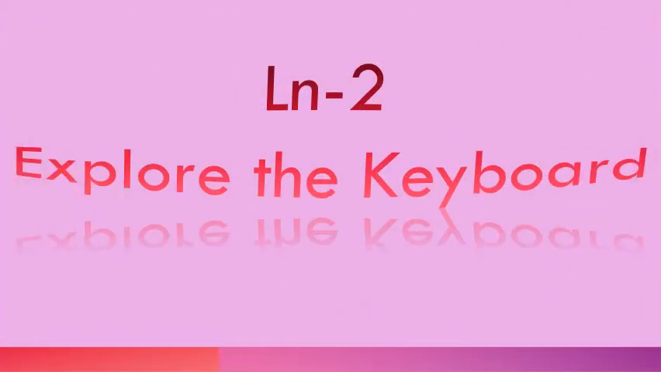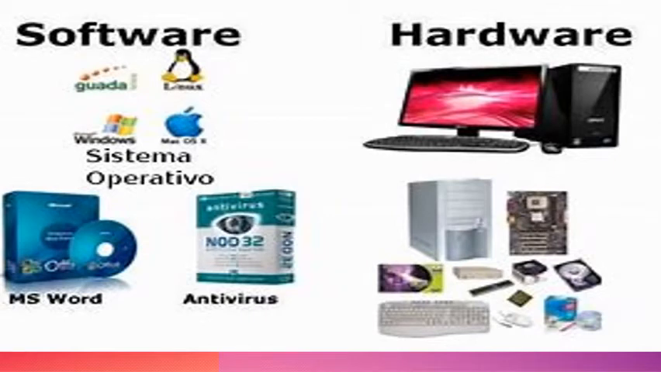Today we are going to see lesson 2, explore the keyboard in computer science. Dear children, in our previous lesson we have learned about hardware and software of a computer. Hardware refers to the physical part of a computer that can be seen and touched. For example, the monitor, keyboard, mouse, speaker, etc. The input devices form the hardware of a computer.